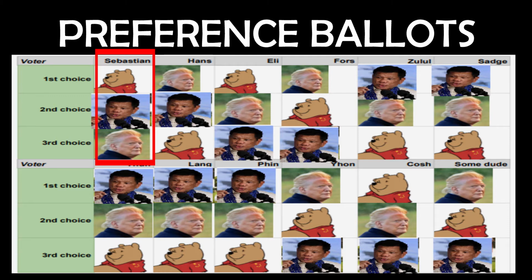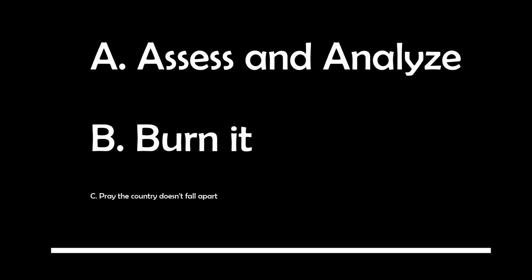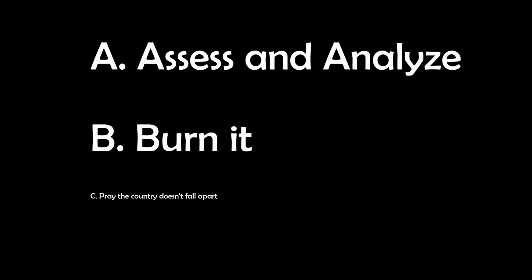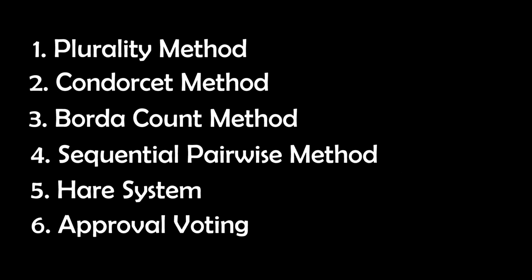Now that we have these ballots, what exactly are we gonna do with them? That's right, we burn them. Analyze them. And there are 6 ways to do that. We have the plurality, Condorcet, Borda count, sequential pairwise, Hare system, and approval voting. Let's talk about the plurality method first.